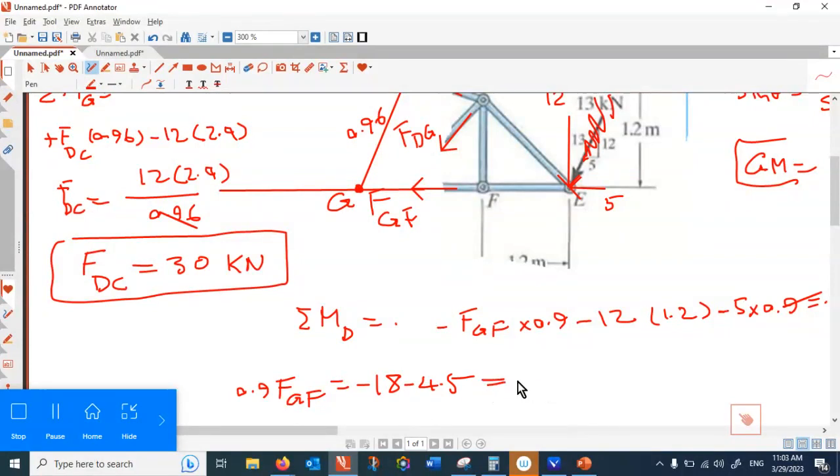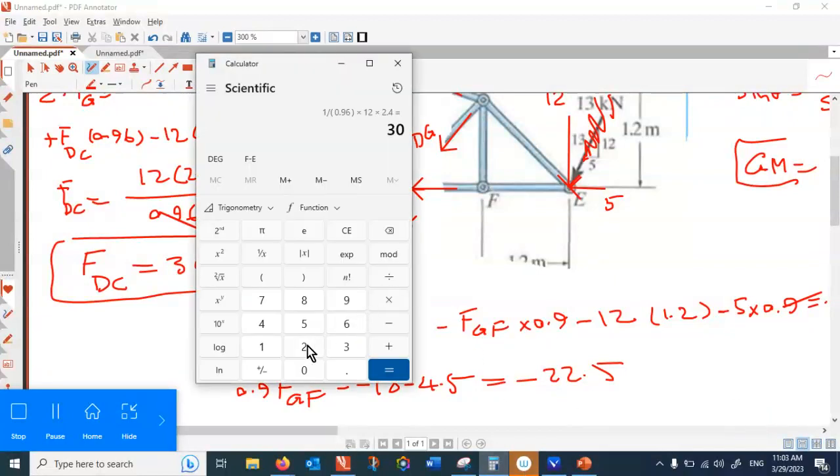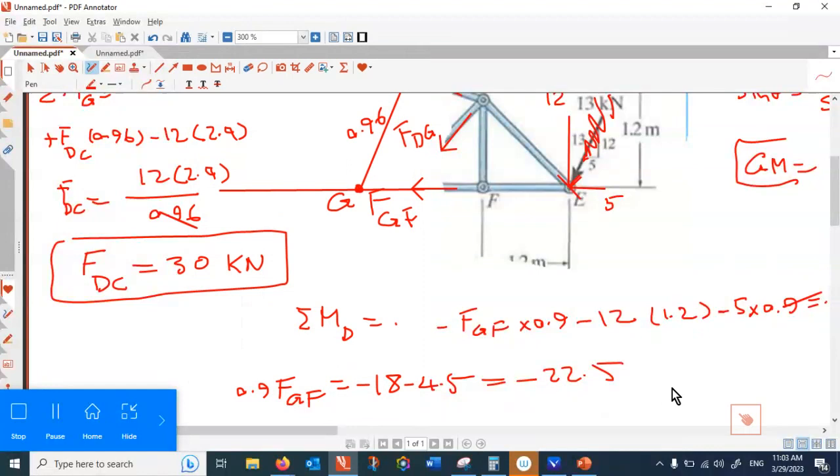That is equal to minus 22.5. And then 22.5 divided by 0.9, that is 25, but that's negative. FGF is minus 25 kilonewton, right?